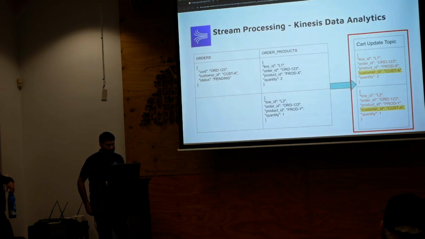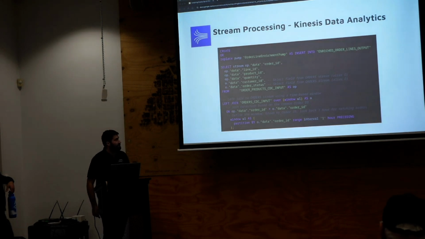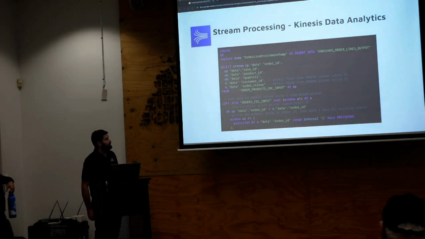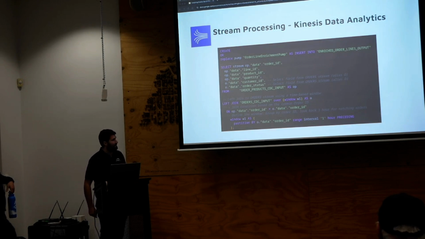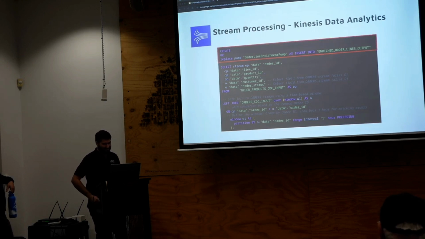So this gives us business events for each item ordered, enriched with the customer's details. And this is what the SQL looks like for Kinesis Data Analytics. It's fairly similar, a few unique things there, but you'll get the idea of it. Notably, the window at the bottom is where a lot of people start to have troubles.